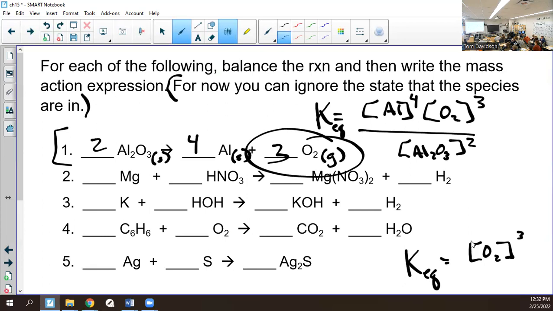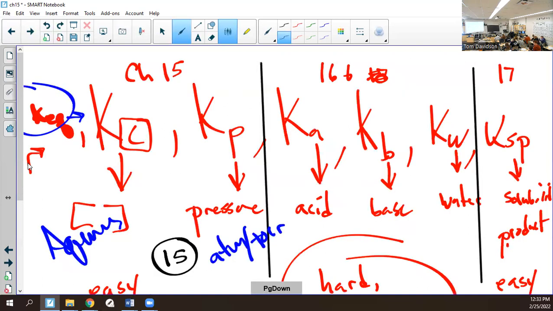So do we only treat gases? Gases and aqueous, yeah, don't say liquids, because you can't have a concentration of water. Yep. Anyway, we're going to get there. Don't stress. It makes it easier.